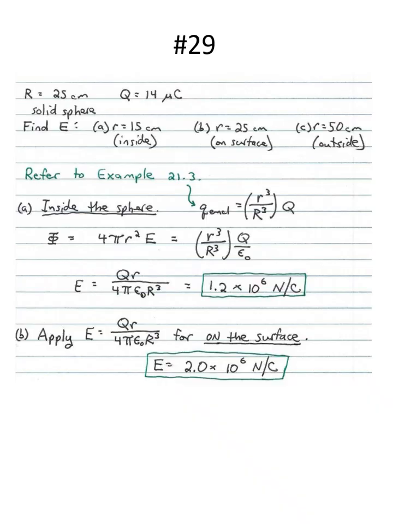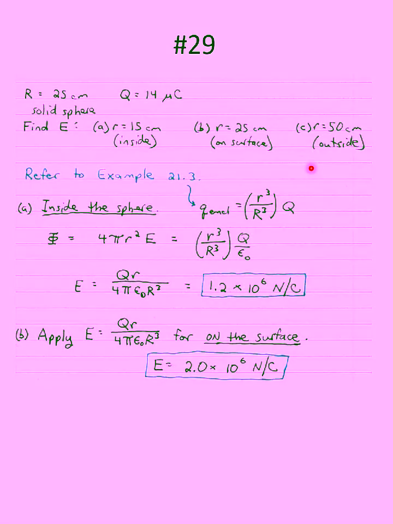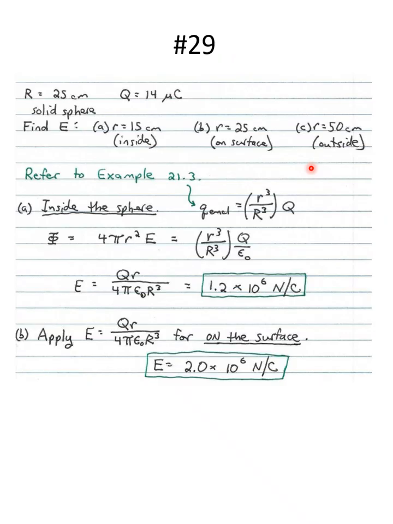Number 29. A solid sphere 25 centimeters in radius carries 14 microcoulombs distributed uniformly throughout its volume. Find the electric field strength 15 centimeters, 25 centimeters, and 50 centimeters from its center. All right, so you can see I've written down the given information here, radius and charge. It's a solid sphere. And parts A, B, and C, we want to distinguish between, is this going to be inside the sphere, on the surface, or outside the sphere?